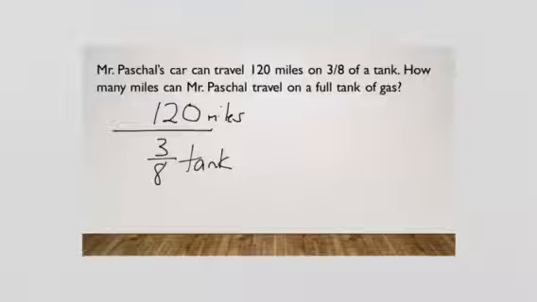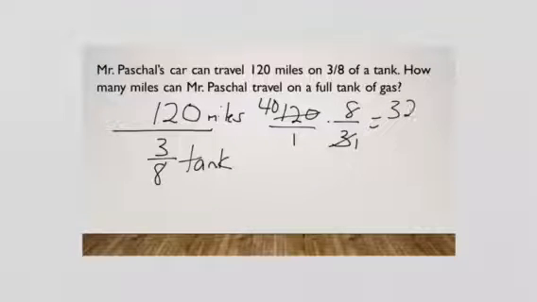So how do I do that? Well, I simply do 120, and I'm going to go ahead and put it over 1, times 8/3. Now once again, I can simplify before I multiply. In this case, 3 is a factor of 3 one time, and 3 is a factor of 120 40 times. So 40 times 8 is 320 miles for every 1 tank of gas. So in other words, Mr. Pascal can travel 320 miles on a tank of gas.